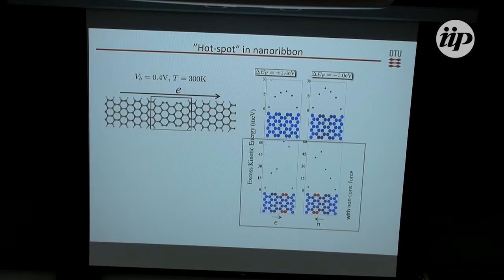We have done the same for this structure where we have these dimers without hydrogen, and there we can see the same kind of effect, that the heating changed from the dimers on one side to the dimers on the other side, depending on the position of the Fermi energy. And actually, for such systems where you have graphene, you could change the Fermi energy with a gate. So you could maybe look at these effects.